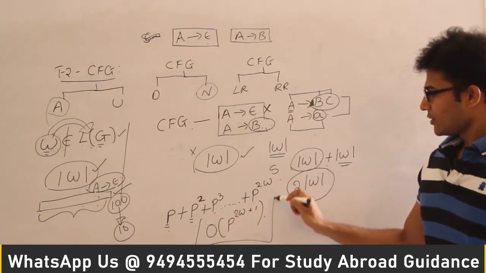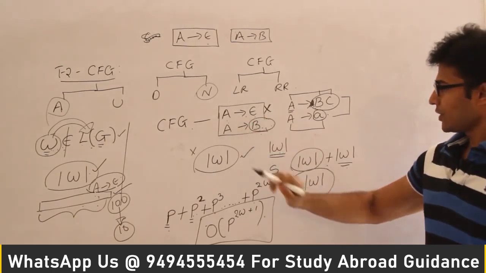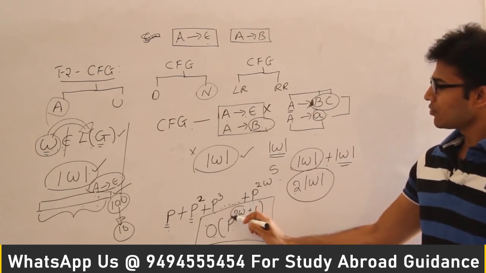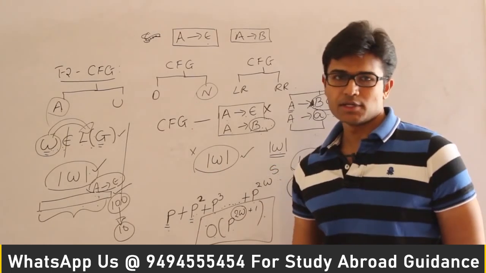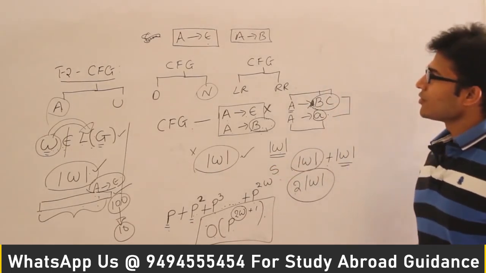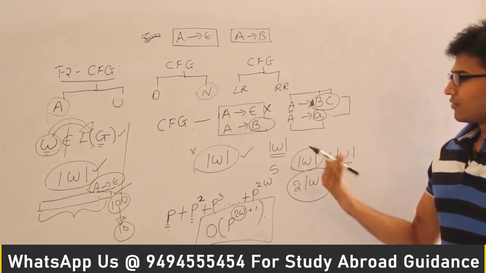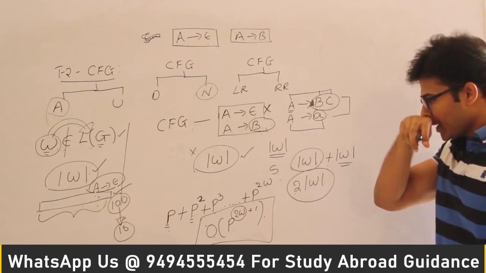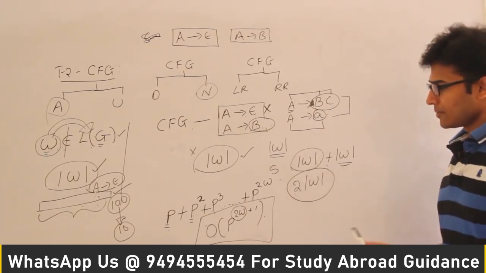So this algorithm, in which we don't have any epsilon productions and unit productions, is going to take order of p power 2w steps in order to find out the membership of a string w, right? So we are not going to use such a method. Definitely it is going to be of very large size. So the algorithm is going to be exponential. So we use some other algorithms in order to find out the membership.